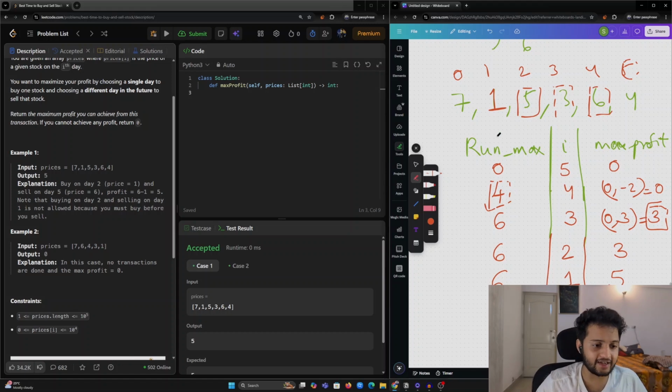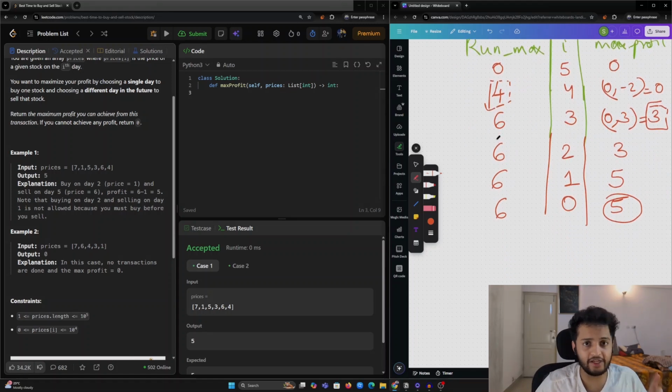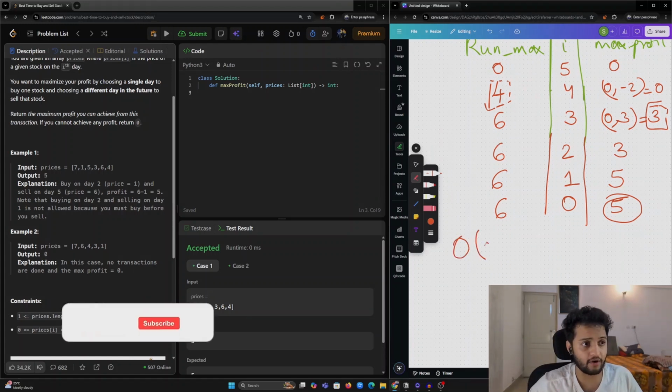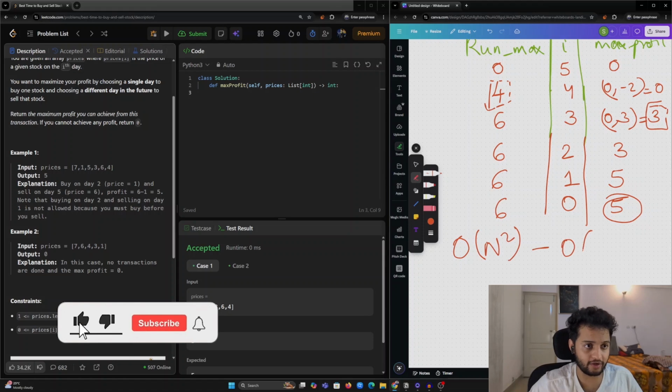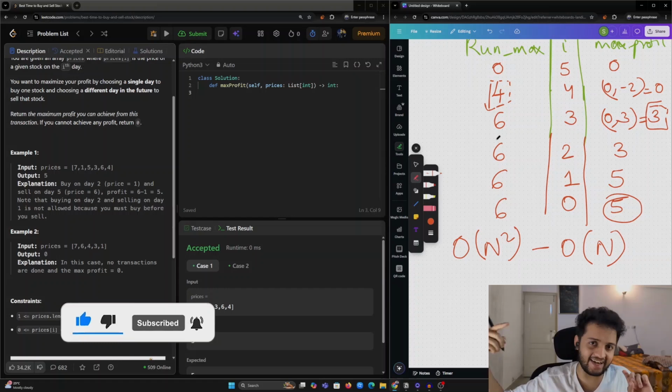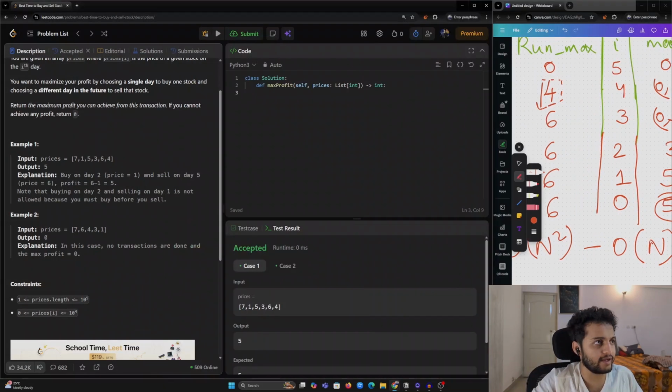So you see that here we have iterated over each element only once, and that is what we want here. We have reduced the time complexity from order of n square to order of n just by using a simple trick, which is iterating from the back. Okay, now let's implement the solution.